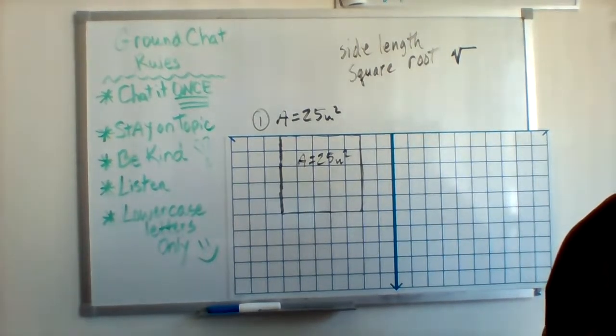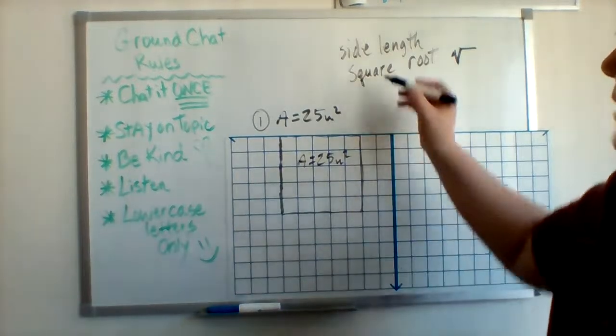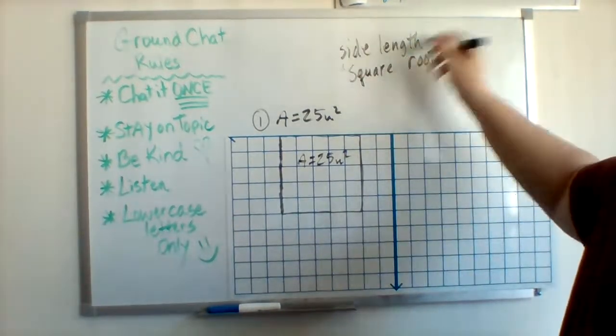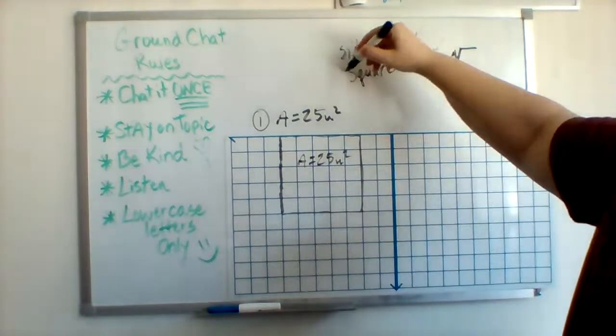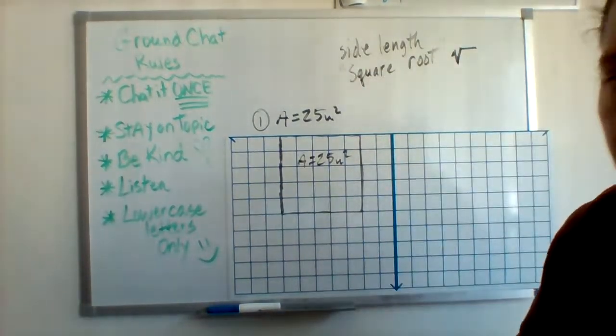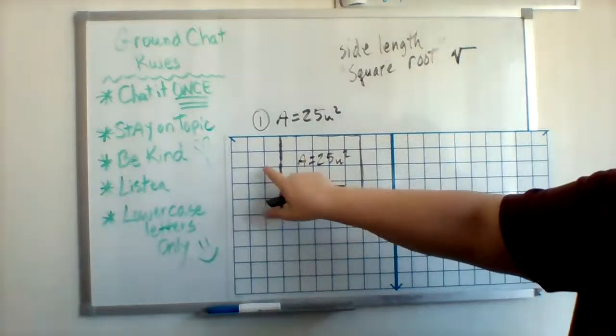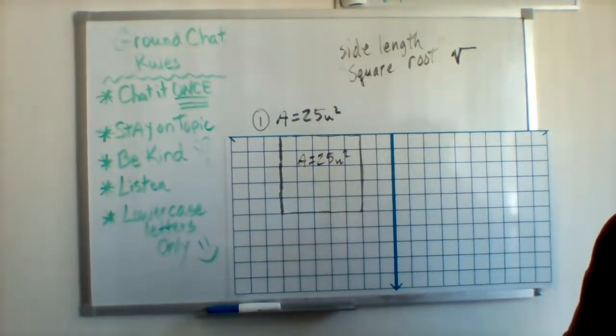And if you're going to type it in chat, obviously you can't type a symbol. So if you need to use the symbol, just use the phrase square root. Okay? How would you put that there? What would you put?